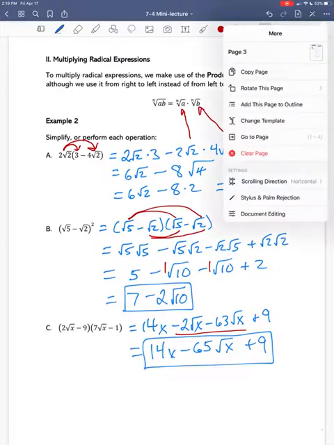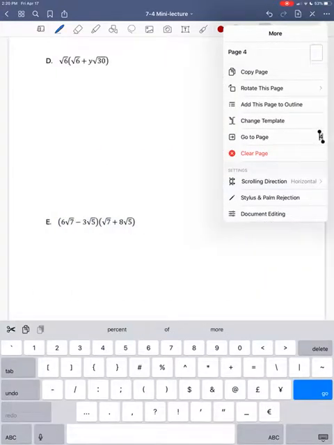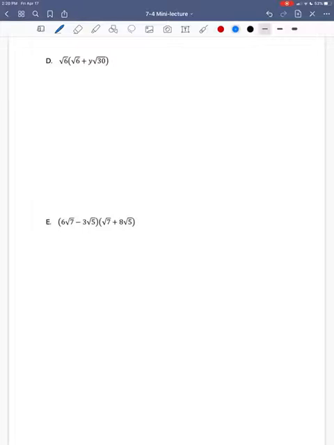All right, let's go to the last page here. So, two more examples. We're going to distribute here, and there's no FOIL involved. I don't have two sets of parentheses.